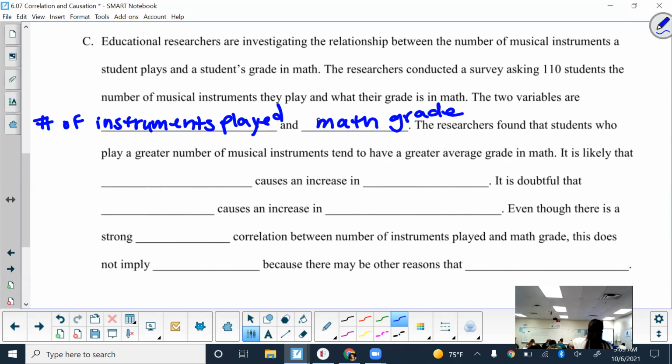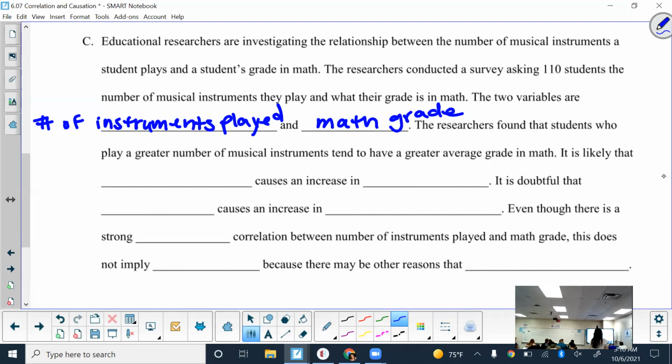In this example, the researchers found that students who play a greater number of musical instruments tend to have a greater average grade in math. It is likely that blank causes an increase in blank. So do you think that the number of instruments played causes an increase in math grade, or that the math grade causes an increase in number of instruments played?